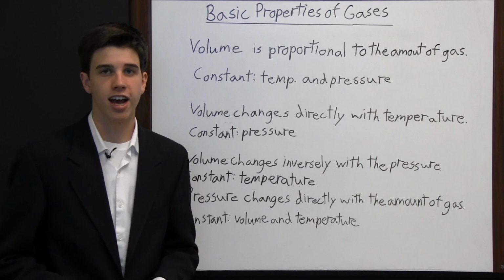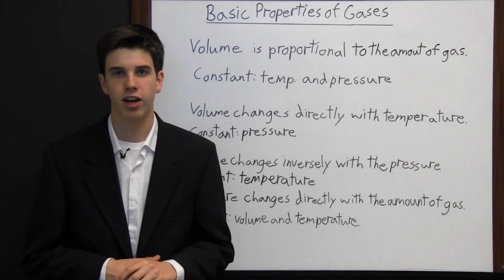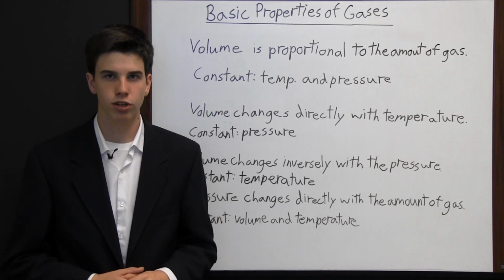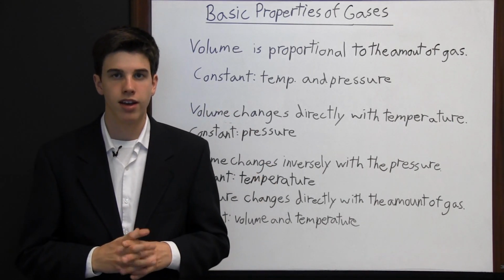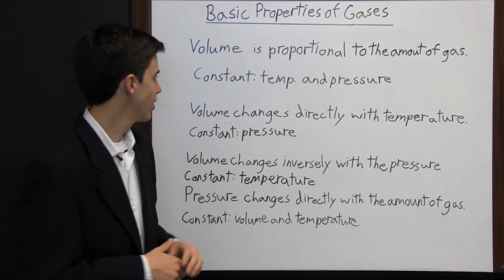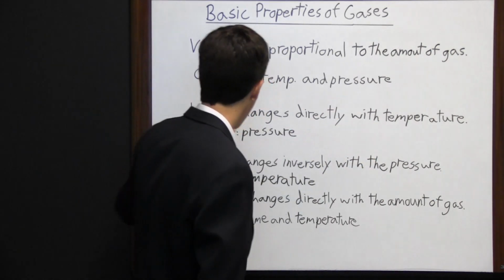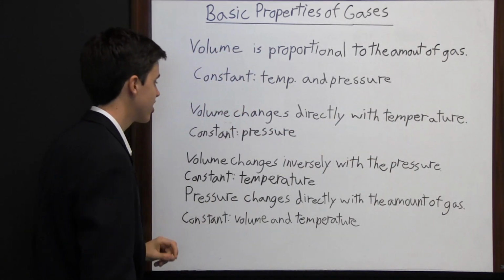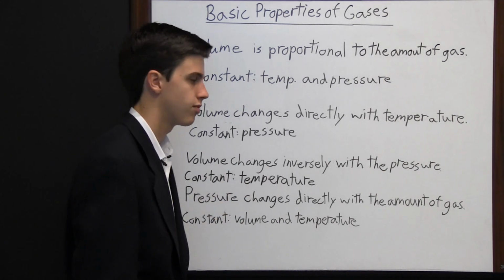Now, the second property of gas is also very interesting. If you think about a balloon that has a fixed amount of air in it, in other words, the end's tied off, you can't add air, you can't remove air. And then you heat this balloon, it will expand. The volume will increase. As you heat it, the balloon will get bigger. Now, if you cool the balloon, then the volume will decrease. The balloon will get smaller. So we can say the volume changes directly with temperature. As temperature increases, volume increases. And as temperature decreases, volume decreases. Now, for this to be true, the pressure of the balloon has to remain constant throughout the entire process.